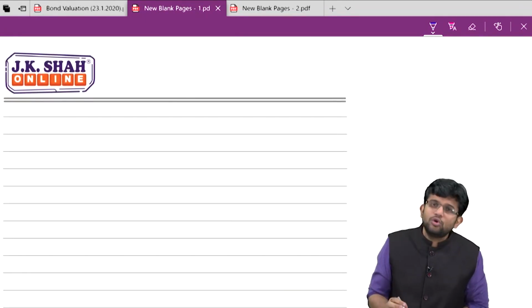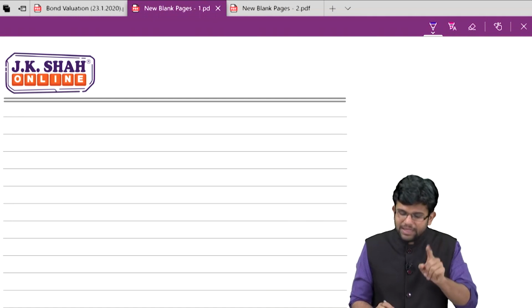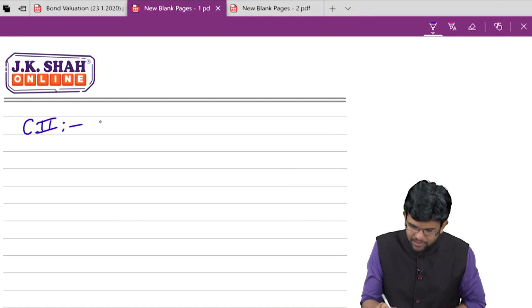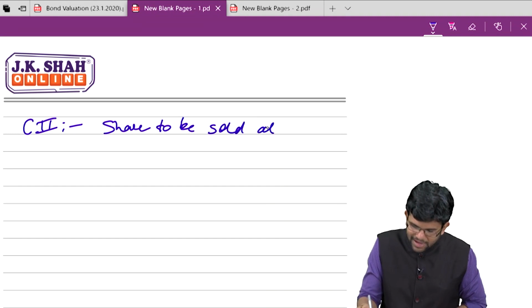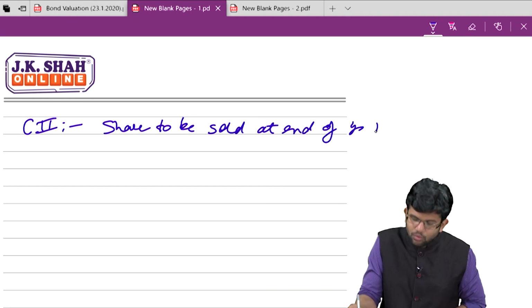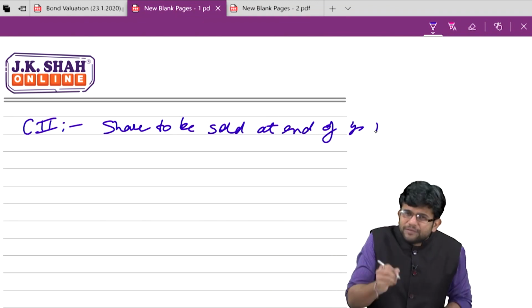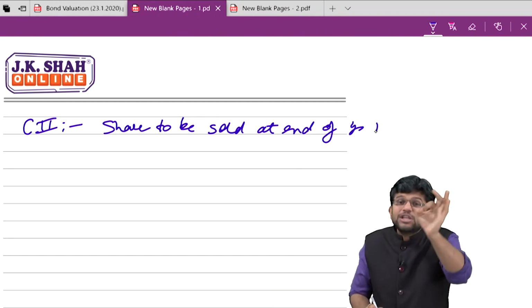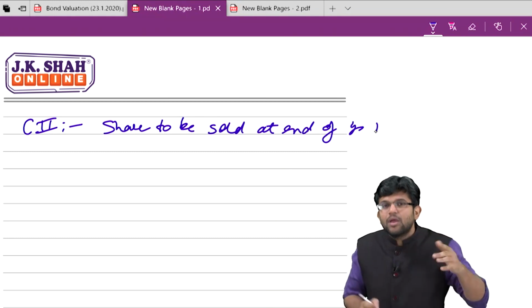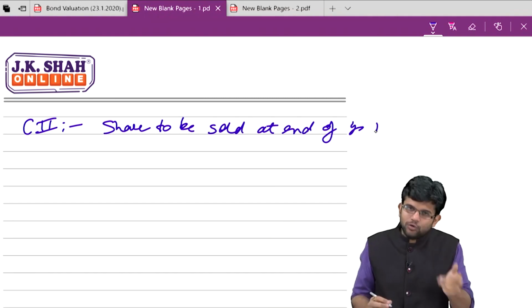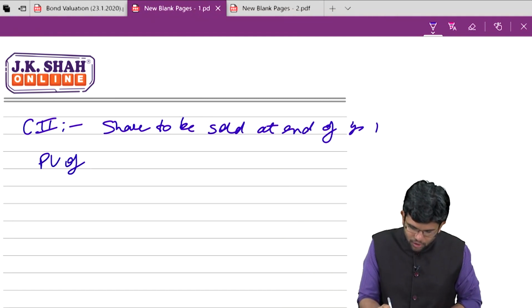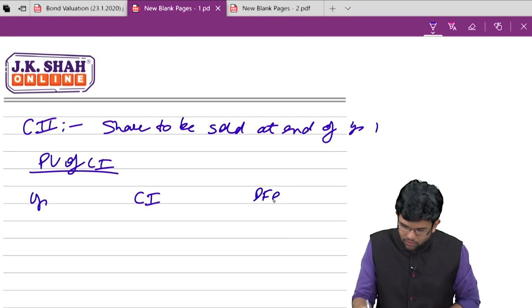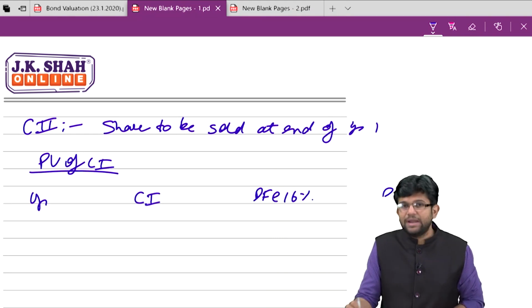Students, I will now show to you case 2. Listen carefully. Case 2: share to be sold at end of year 1 and not today. So if this investor is planning to sell this same share after 1 year, what will be his present value of cash inflows? Let's check. So PV of CI: year, cash inflow, discounting factor at the rate 16%, and present value.